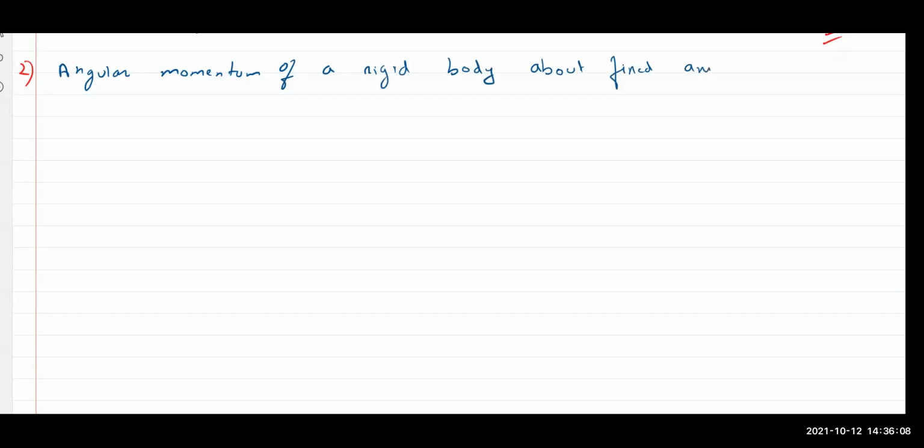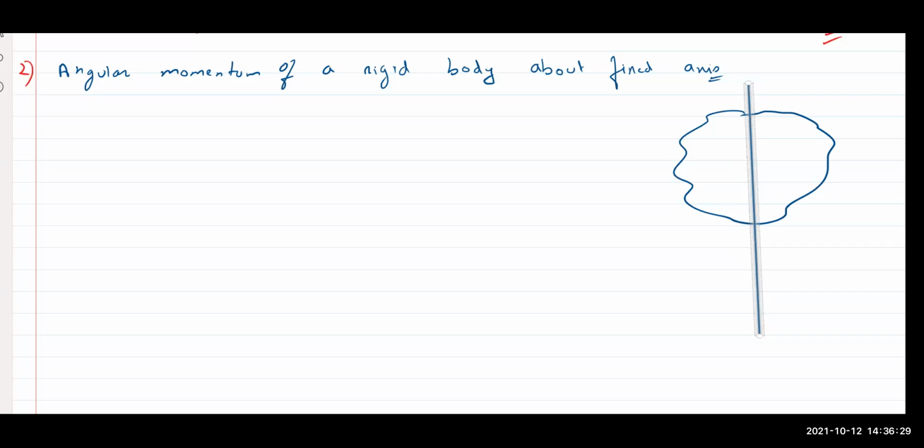Now here comes the integration, or your summation, that you were talking about. Suppose I have a rigid body like this, and the axis of rotation is this. A rigid body is made up of countless masses. Suppose this is m1, this is m2, at a distance of r1 and r2 respectively.